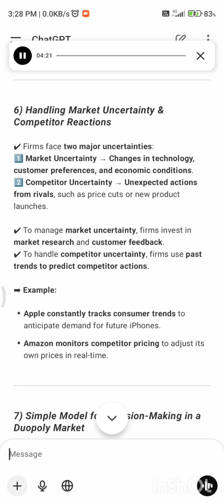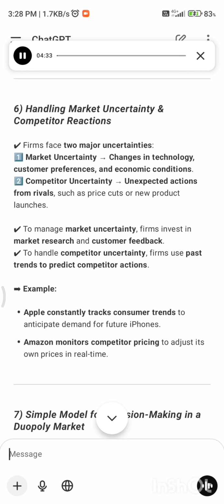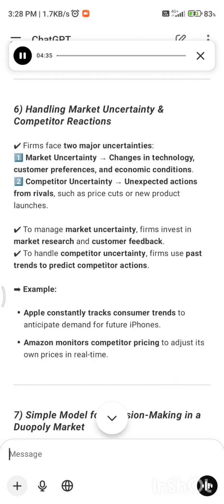To manage market uncertainty, firms invest in market research and customer feedback. To handle competitor uncertainty, firms use past trends to predict competitor actions. Example: Apple constantly tracks consumer trends to anticipate demand for future iPhones. Amazon monitors competitor pricing to adjust its own prices in real time.